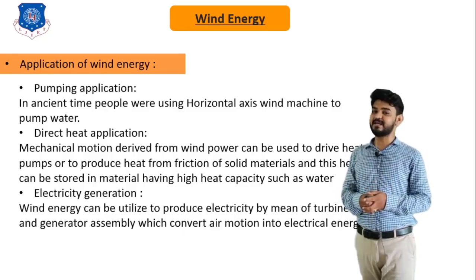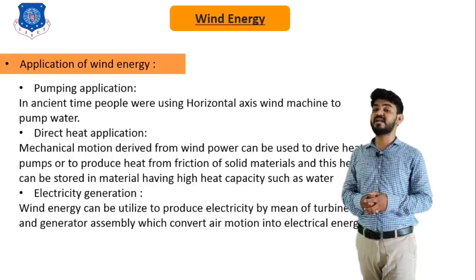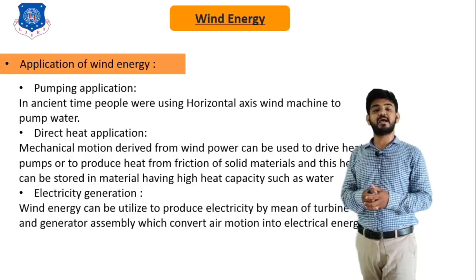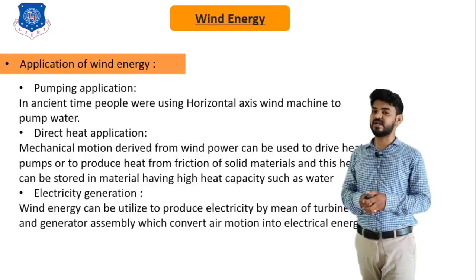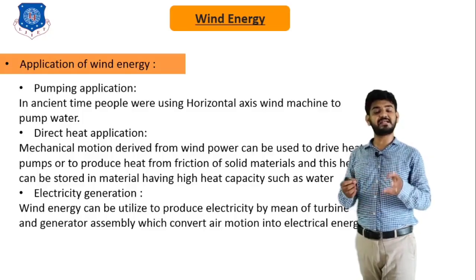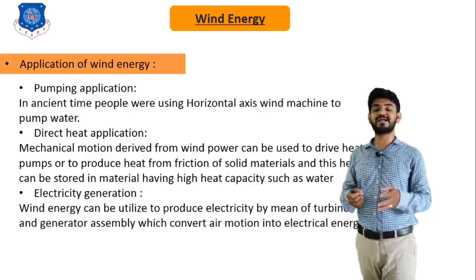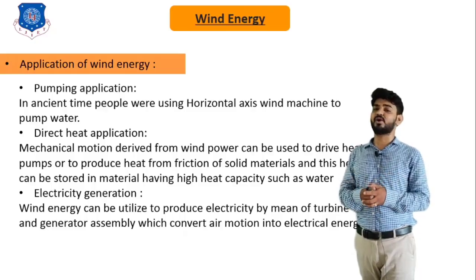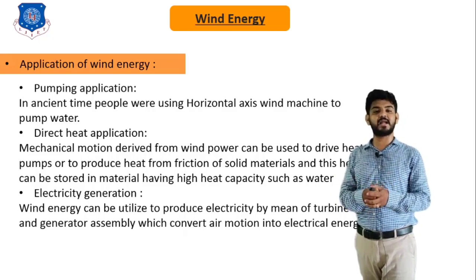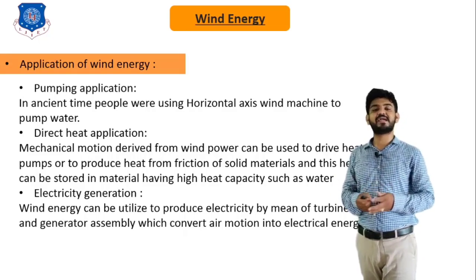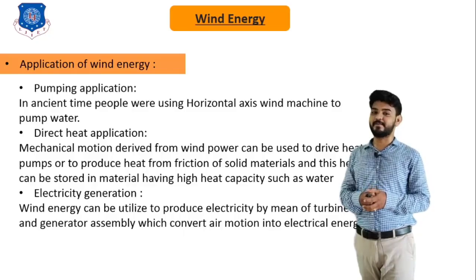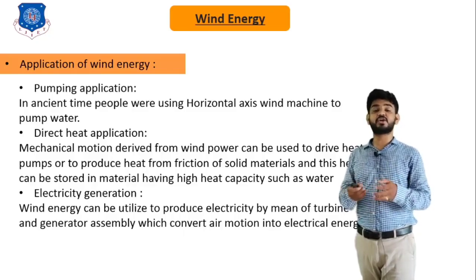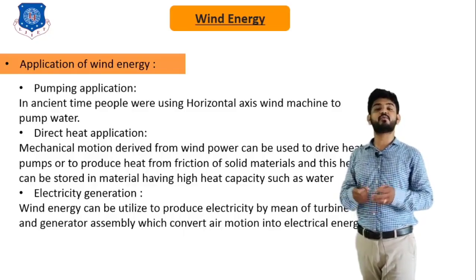And the last application, which we are mainly focusing on in this chapter, is electricity generation. We can generate electricity using a wind energy conversion system by rotating a turbine that rotates the generator, and the generator produces electric current. This electric current we can utilize for many purposes. And this concludes the whole chapter on wind energy conversion systems.